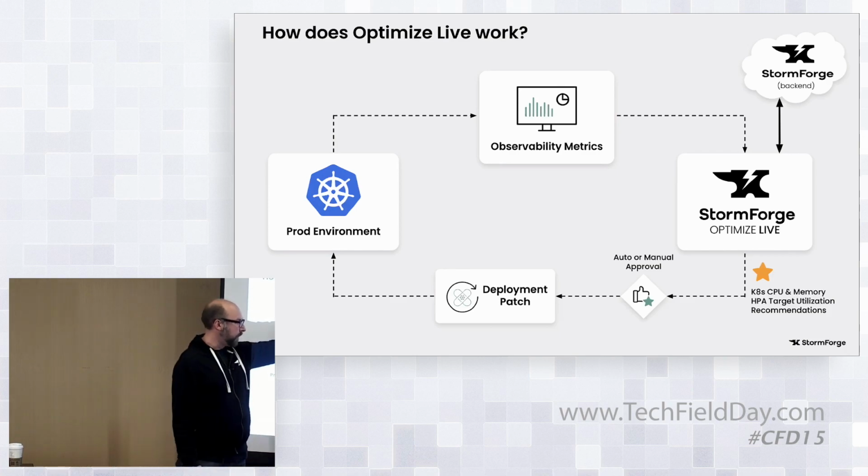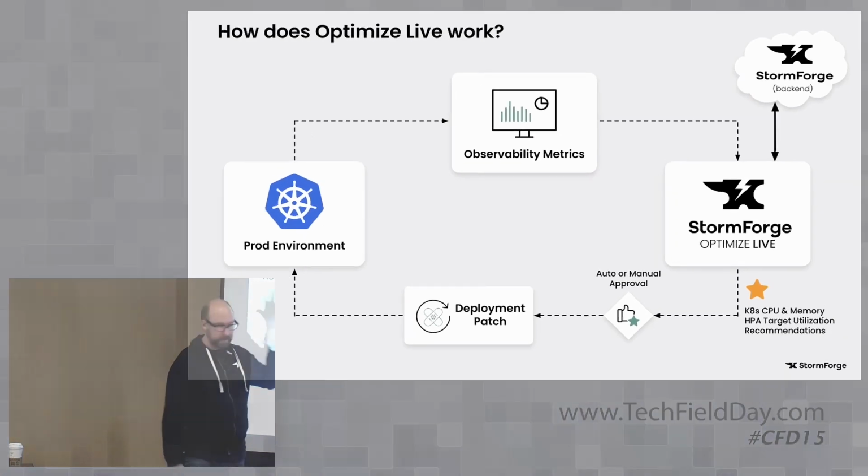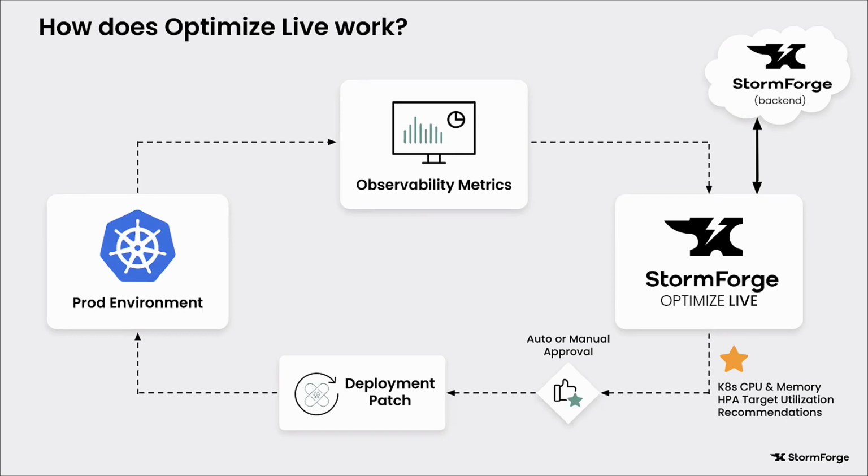So here, observability, with our announcement with Datadog, all of that in one pane of glass to look at to see what it's doing, what the recommendations are, and then automatically applying or going in manual mode. And now part of what we're announcing is the HPA target utilization.